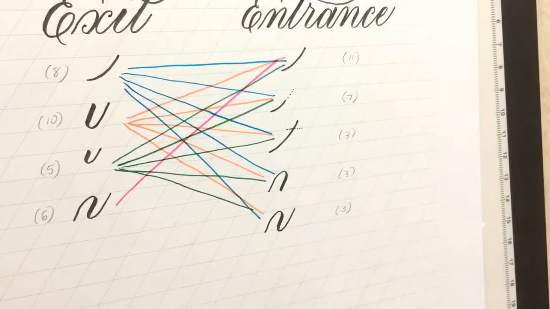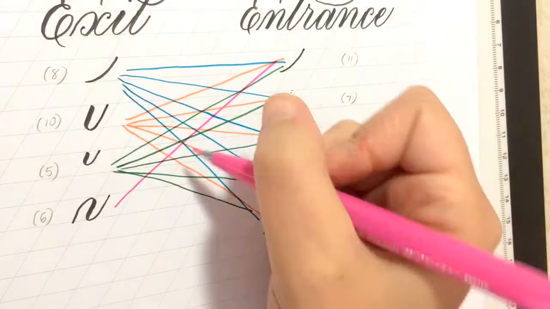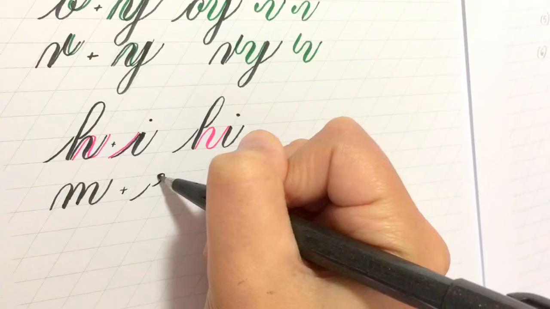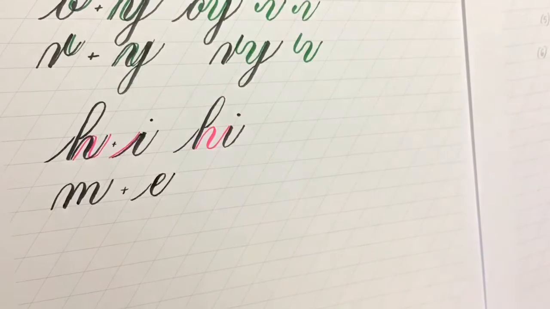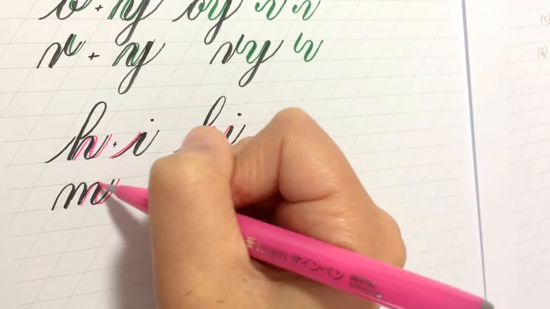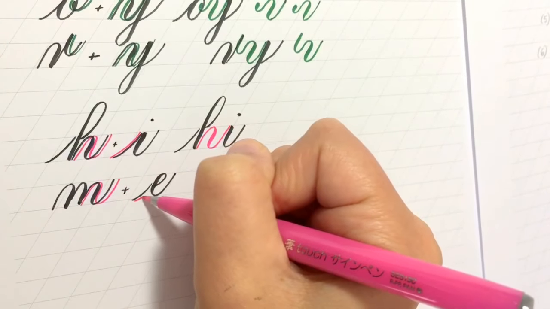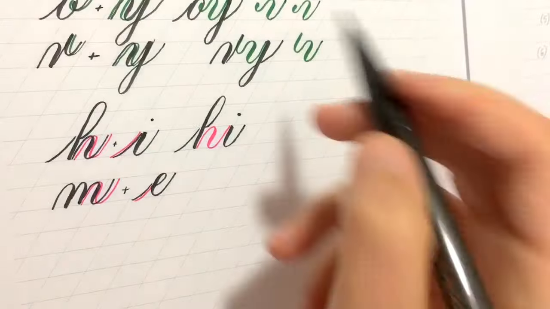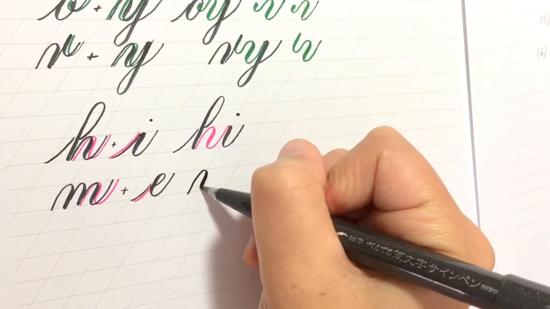Next, let's connect a compound curve to a partial entrance stroke. M, and then the letter E has a partial entrance stroke. So this is basically the same as what we just did, the compound curve, and then instead of going all the way up to the header line, we will end about halfway up.